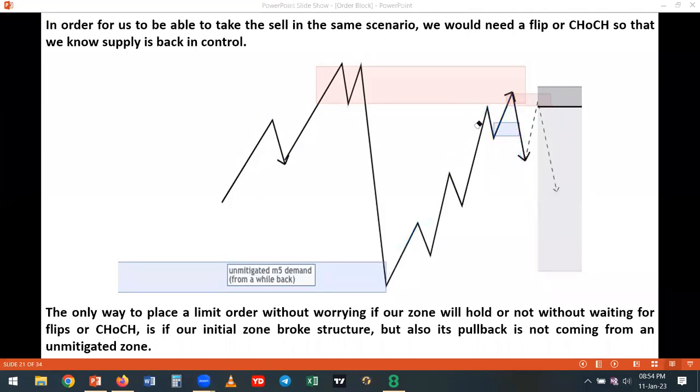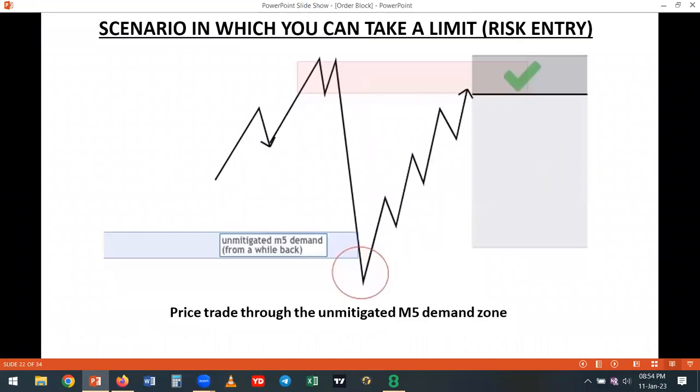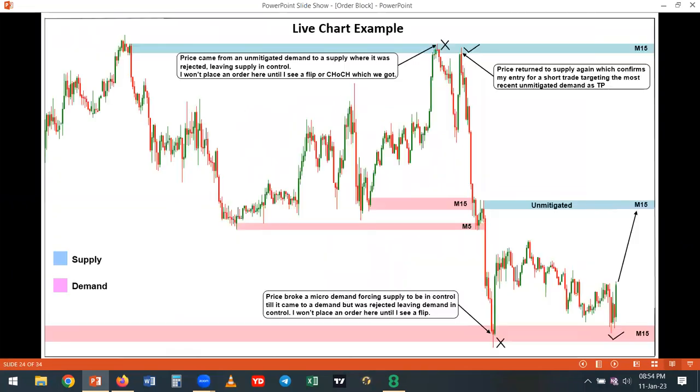Let me use a chart to explain it again. Look at this. This chart explains it. Again, price came from this other block, which is unmitigated. So this one here that is yet unmitigated, and it mitigated it, but you cannot sell.